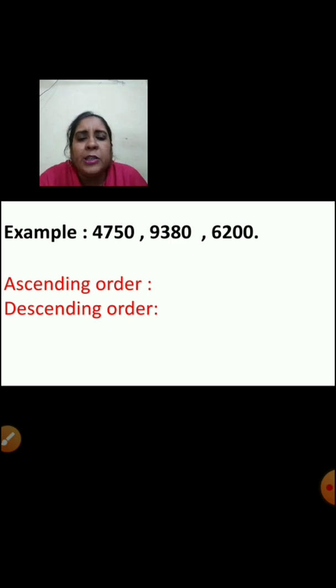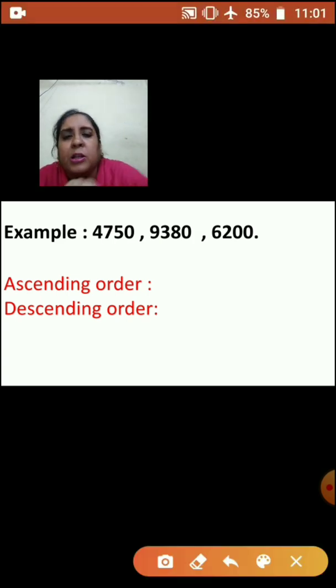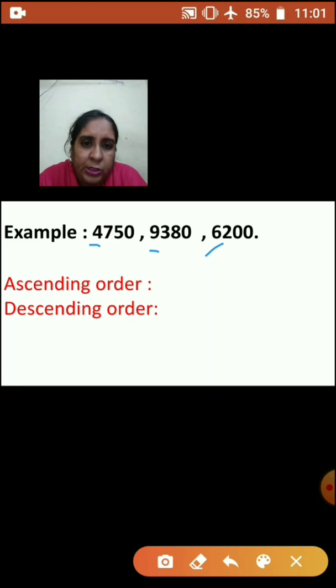Now let us see one more example. But here it is a little different. You have to put the sign of less or greater. You know the sign of less or greater, children? Yes. So first what do we have to see? We have to see first the place of each number. Now let us see first the thousands place. Here 4 is on the thousands place. Here 9 is on the thousands place. Here 6 is on the thousands place.